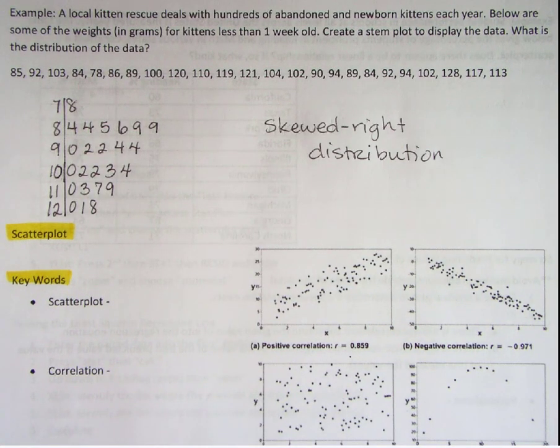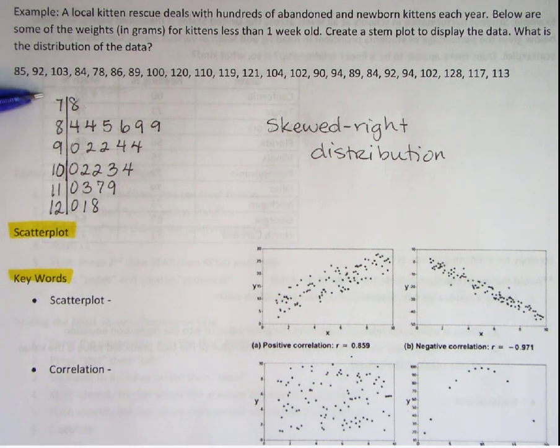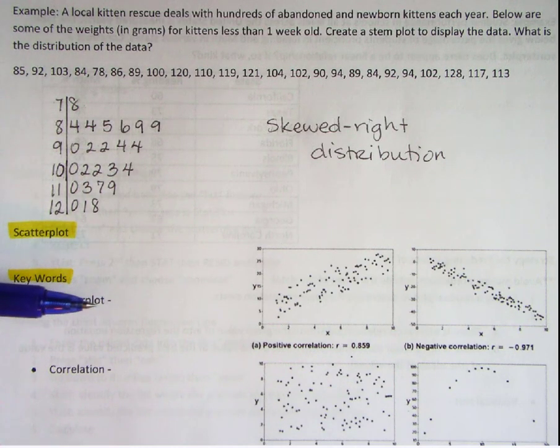This is a skewed right distribution. If I look at the data values along the smaller end of the number line up to the larger end of the number line, more of my data values are chunked on the left-hand side and then taper down towards the right-hand side of the number line.